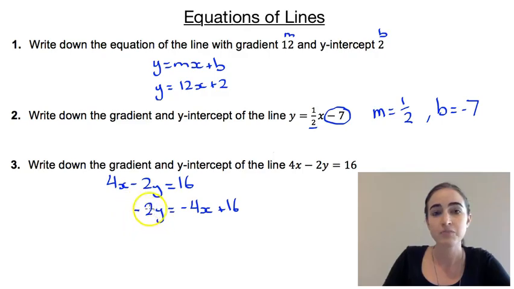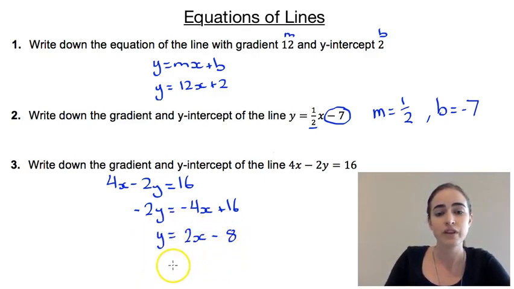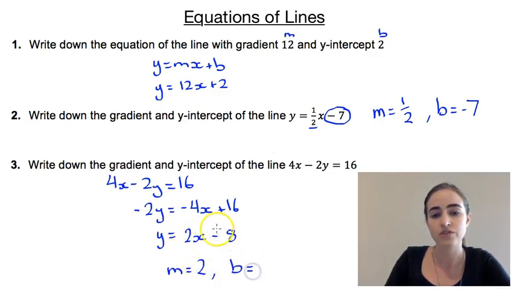So then we need to get rid of this minus 2. We'd have to divide everything, so every single term, by minus 2. So we'll have y equals, now minus 4 divided by minus 2 would just be 2. So we'll have 2x. And 16 divided by minus 2 would give us minus 8. So now it is in gradient intercept form. So our gradient is that coefficient of x, which is that 2. And our y-intercept is the constant term on the end, which in this case is minus 8.